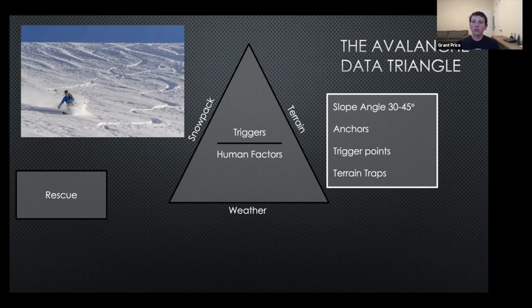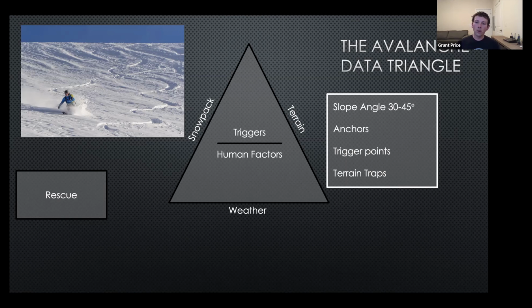So now we're looking down a slope. Beyond the angle, other factors we want to be considering are whether there are anchors on the slope, trigger points, or terrain traps. Anchors are things like densely spaced trees or rocks that haven't been fully covered by snow, things that can hold the snowpack together. Trigger points are going to be just the opposite. These are spots where there's more force going into the snowpack and we're more likely to trigger a slide from. These can be trees and rocks.